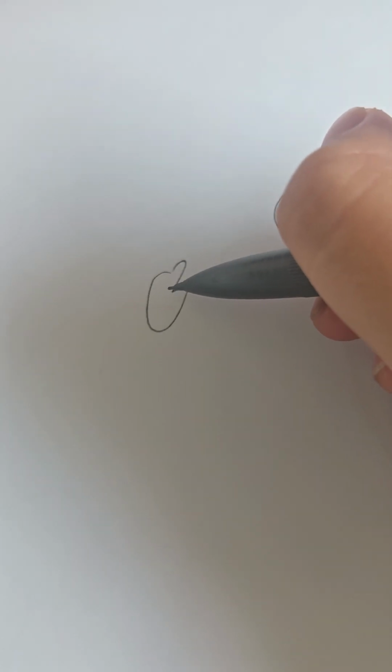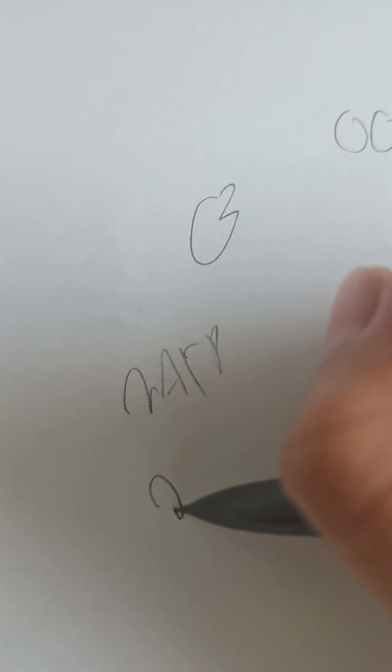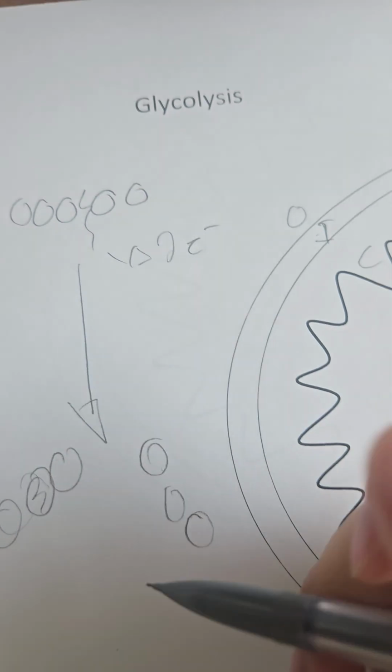But to start this, an inactive enzyme gets activated by dephosphorylating 2 ATP into 2 ADP plus 2 Pi, which is inorganic phosphate. The enzyme then splits glucose into 3-carbon sugars called pyruvate.